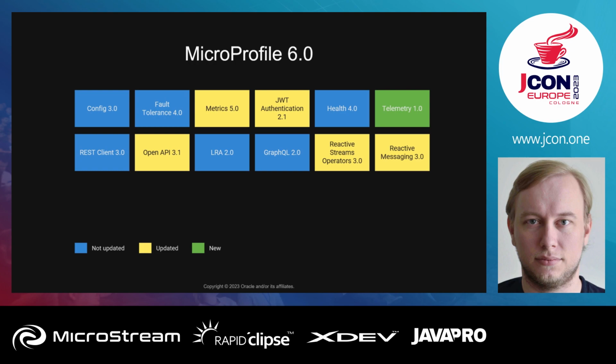There was some improved token age handling, and also a new decryption key algorithm added among the supported ones. Then there is the reactive streams operators update at version 3.0, and reactive messaging to 3.0 as well. Also, we are deprecating support for open tracing, and instead we are introducing a new implementation of telemetry at version 1.0.